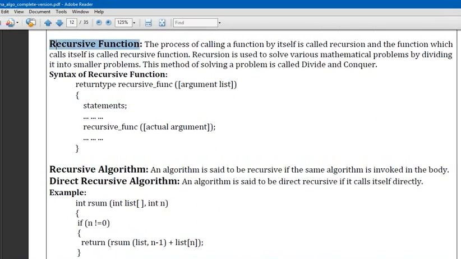Here we have the recursive function. A recursive function is a type of function that calls itself again and again. Here we have a recursive function, and in this function we have again that recursive function call. That means this function is calling itself again and again, and it creates a loop. That is how a recursive function works.